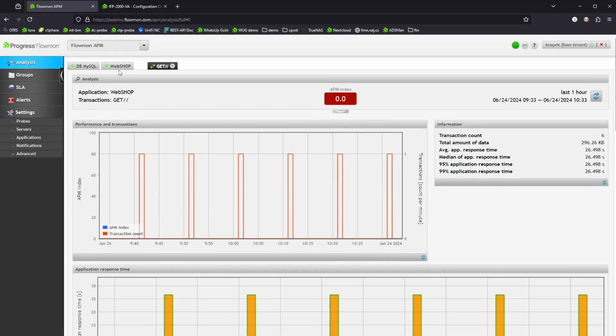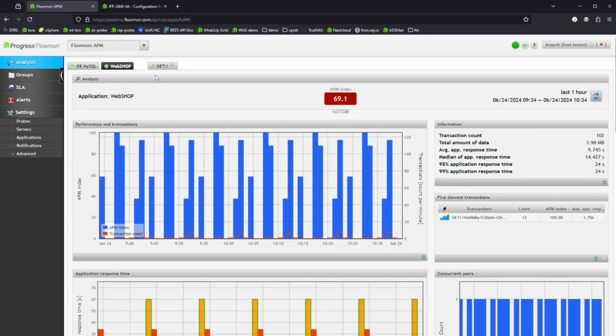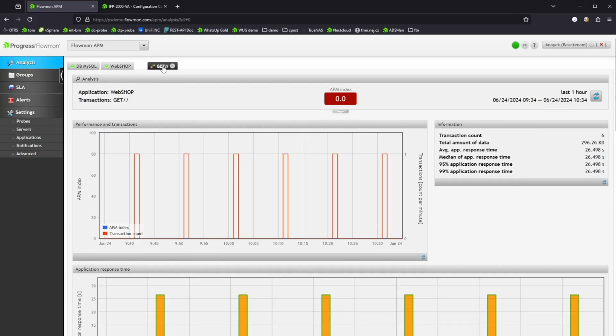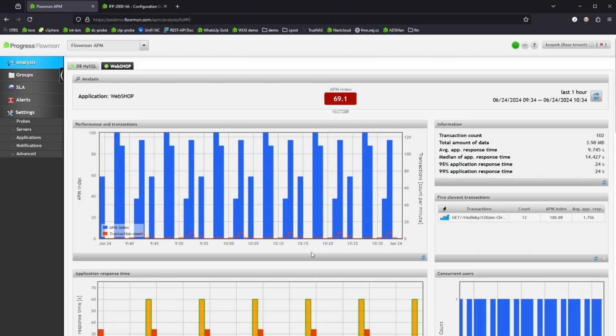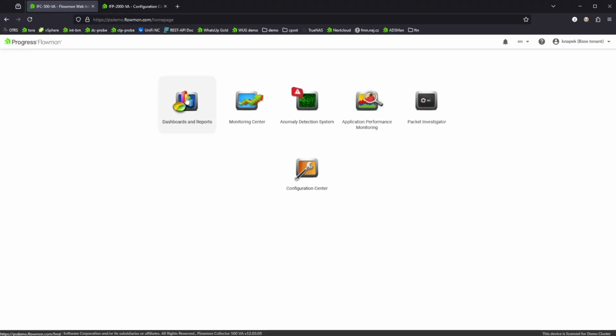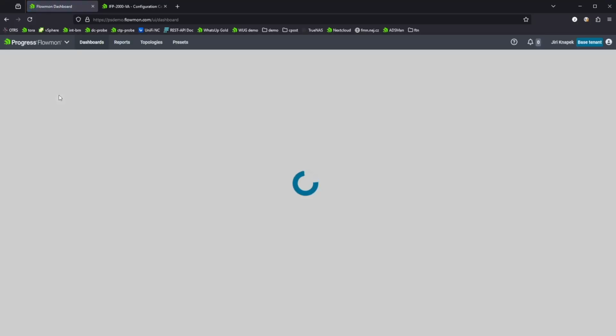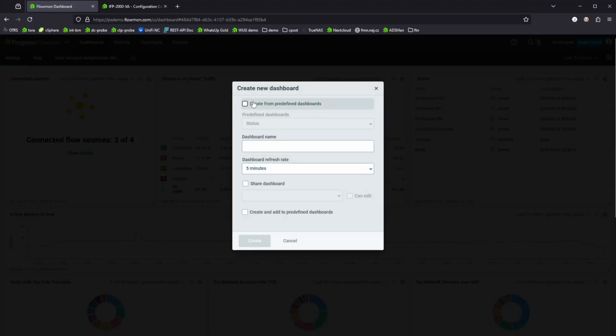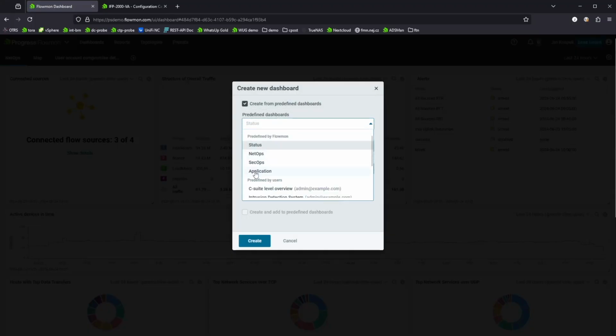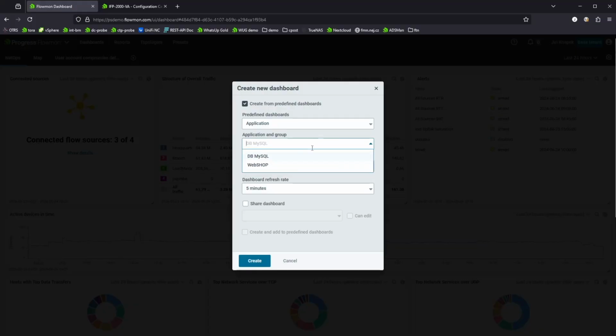Also, as I mentioned, you can get the same as for the database. Sorry, let's close this one. There are no error codes. Also, there is one more thing. If you want to get these statistics visually in the new UI, you can configure application details on the dashboard. So let's put that on a new dashboard, and let's check whether we have some predefined for application. We do. So we use it for the web eShop application.